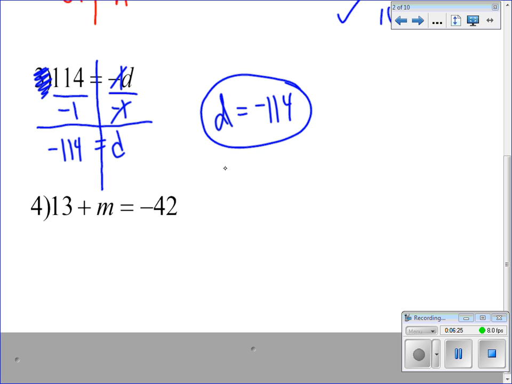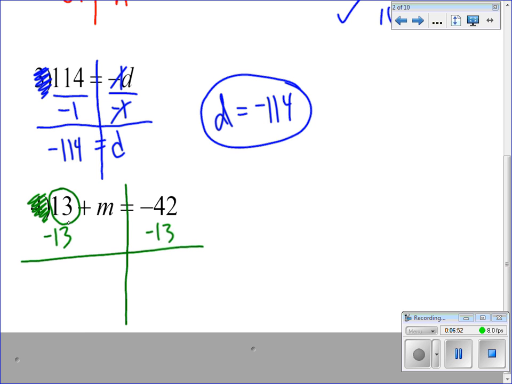Okay, let's look at this example right here. 13 plus m equals negative 42. So we look at our variable. It is not alone. Right now we have this 13 with it. We need to get rid of it. Because it's a positive 13, the way we get rid of positive 13 is we subtract 13. Whatever we do to one side, we've got to do the exact same thing to the other. These cancel. We're left with m equals negative 42 minus 13, which is negative 55.